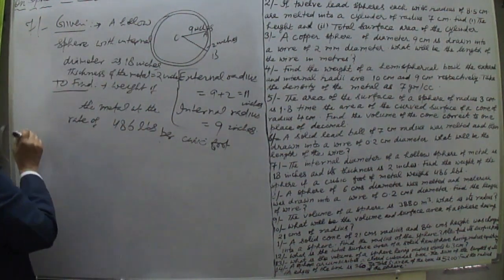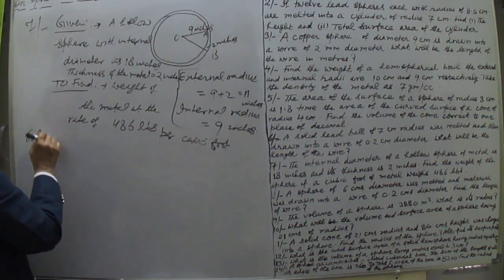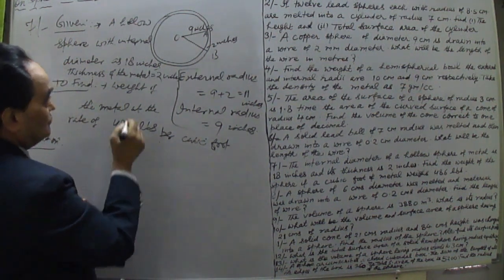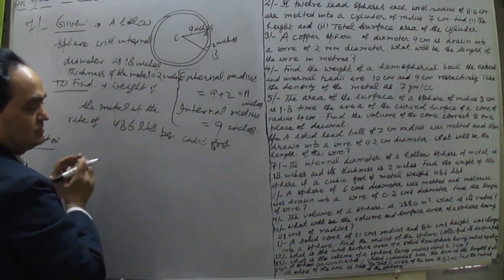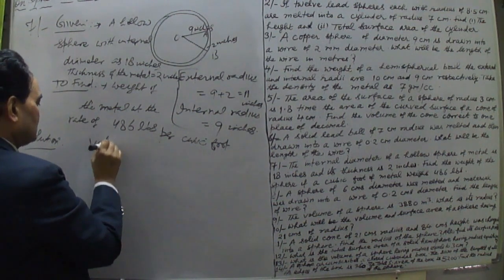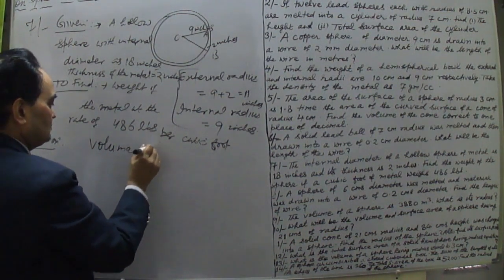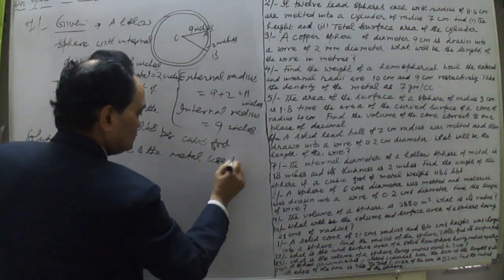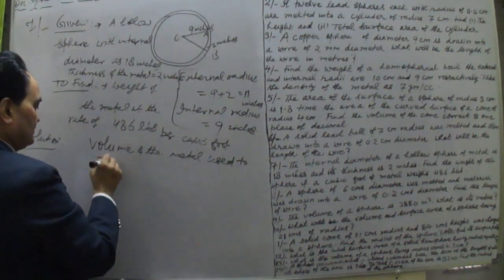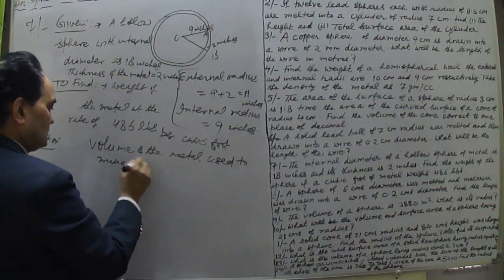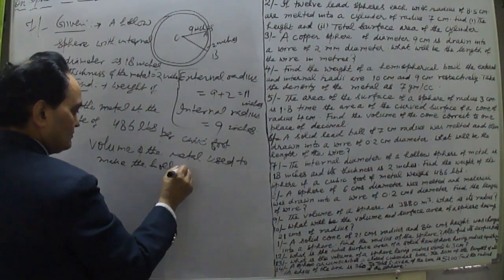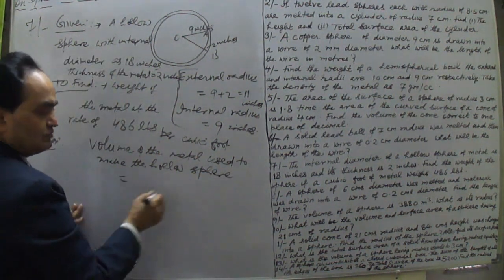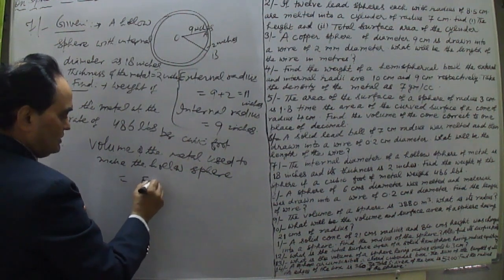So this is what we have to calculate. Now this is the solution. First of all, we have to find the volume of the metal used to make the hollow sphere. How can it be calculated? It is external volume minus internal volume.